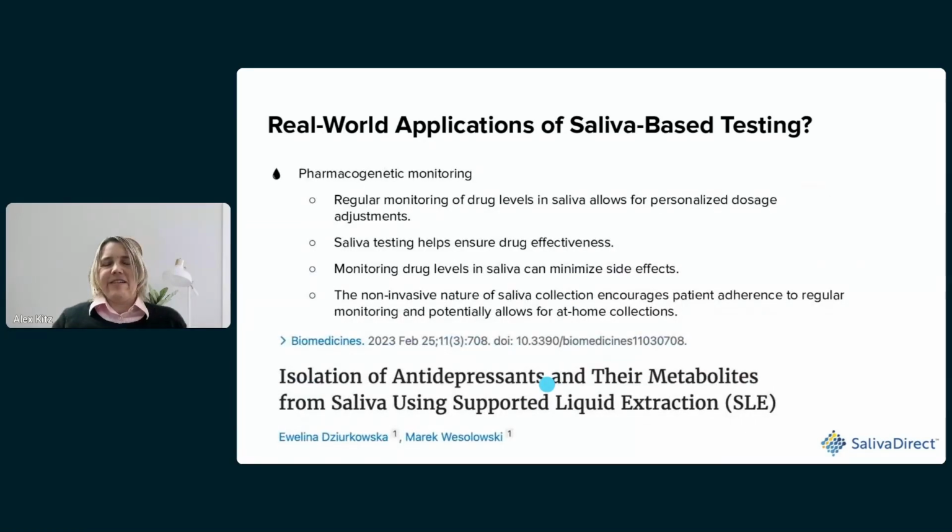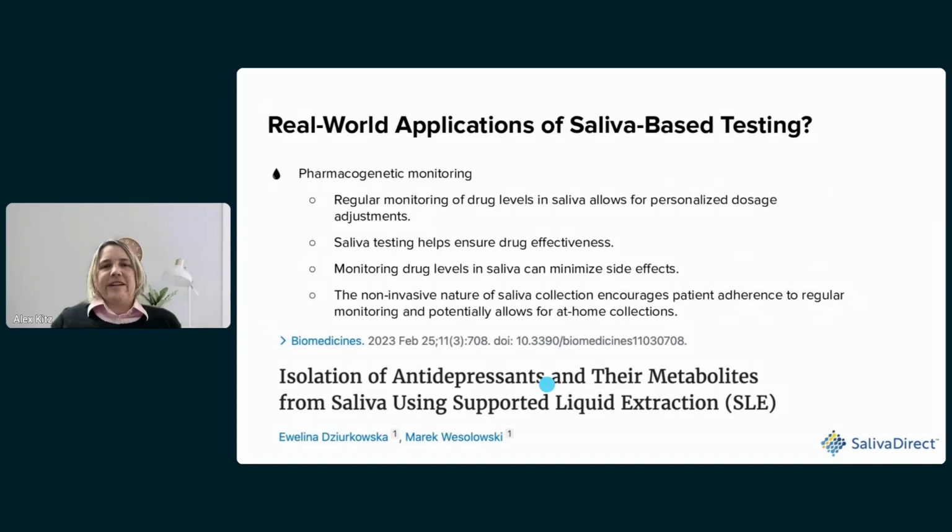Another real-world application of saliva-based testing is the potential for pharmacogenetic monitoring. Regular monitoring of drug levels in saliva allows for personalized dosage adjustment, and saliva can aid this due to its non-invasive nature, because it can be used for serial and repetitive testing. So it would help ensuring the drug effectiveness in this scenario.